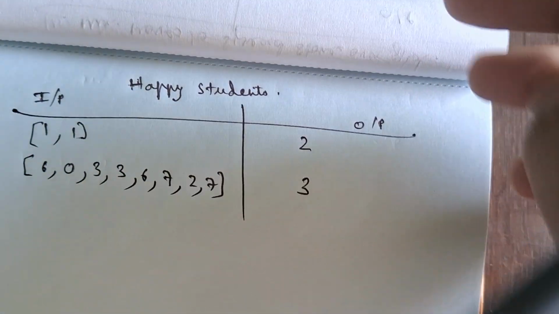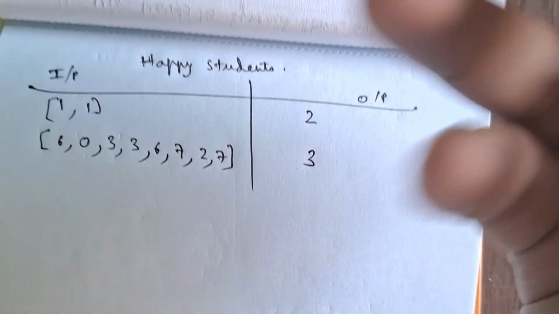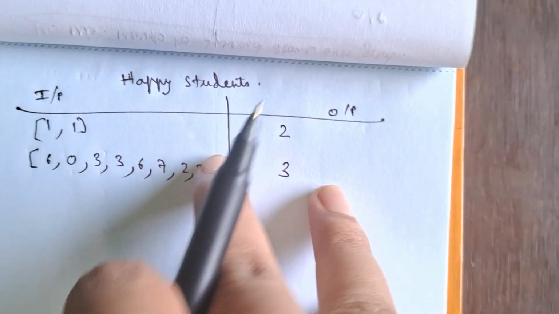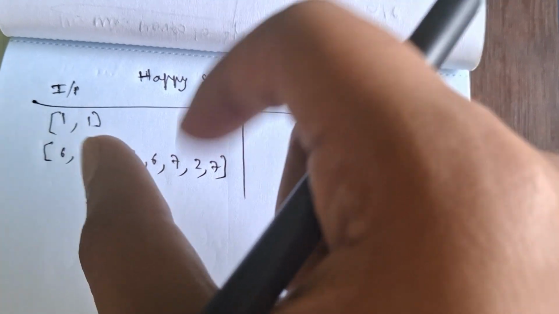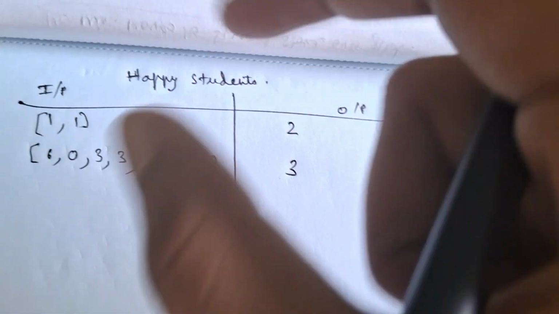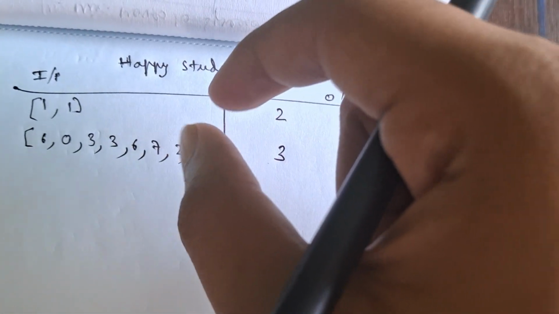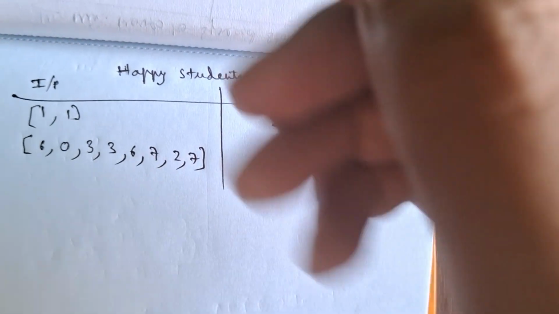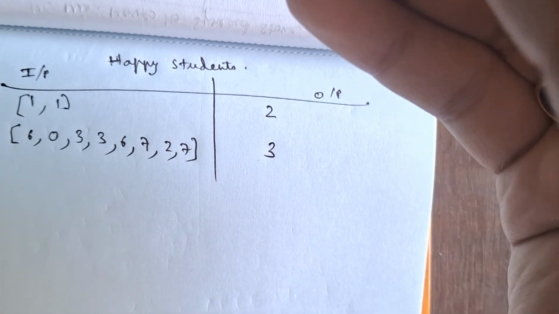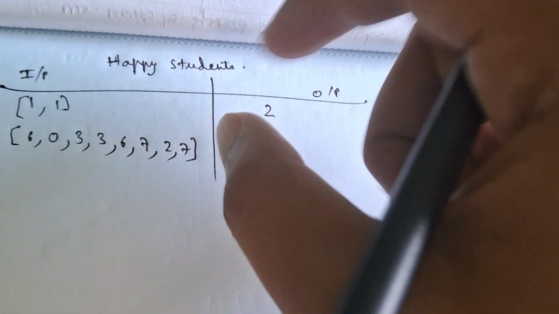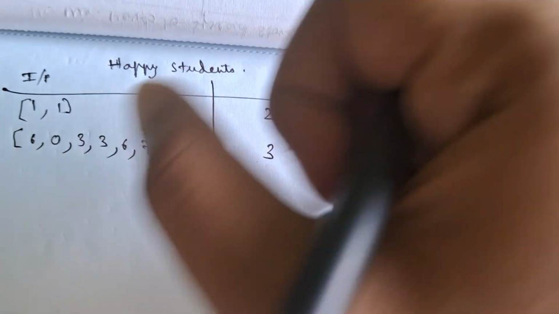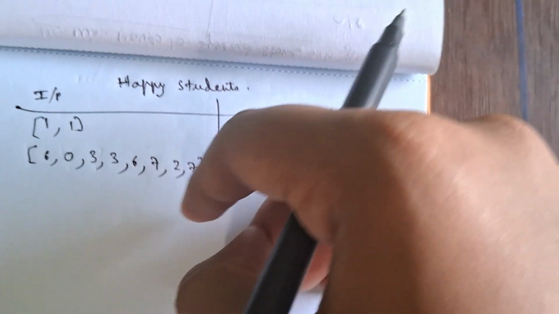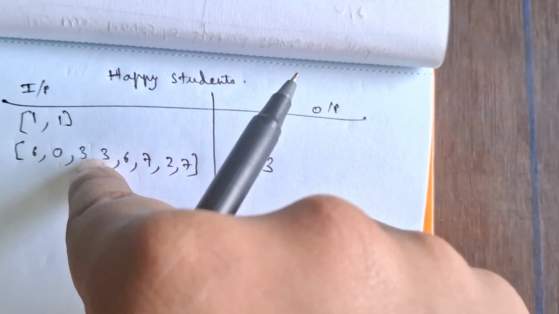I'll pin them. So the problem statement is very simple. You're given an array, or you may also say a list, and what you have to do is select a specific group of students such that all the students that are not selected have a value lesser than the number of students selected in the group, and the students that are selected in the group have a value greater than the number of students selected in the group. I mean the value of each student.